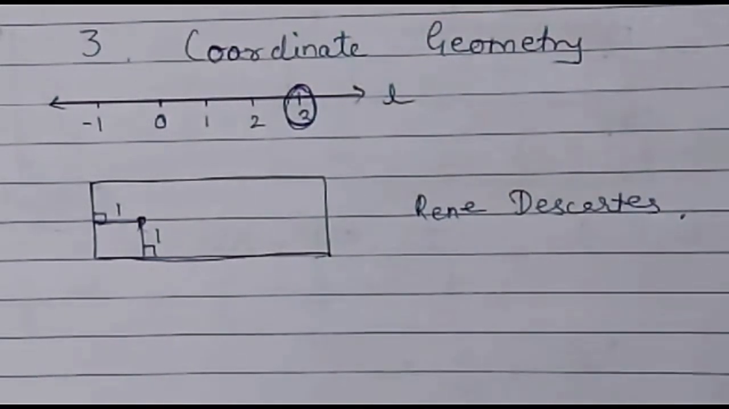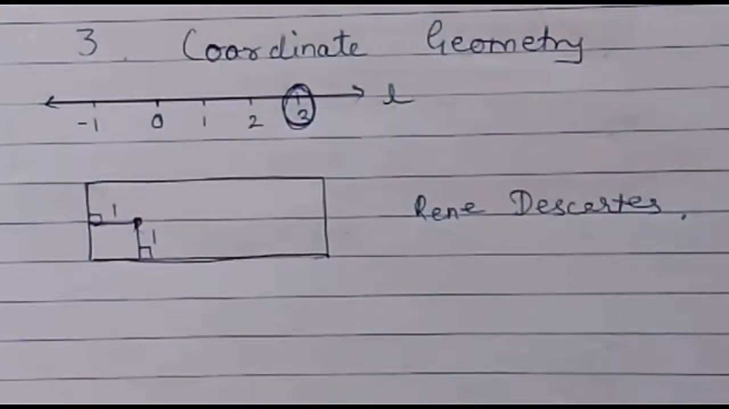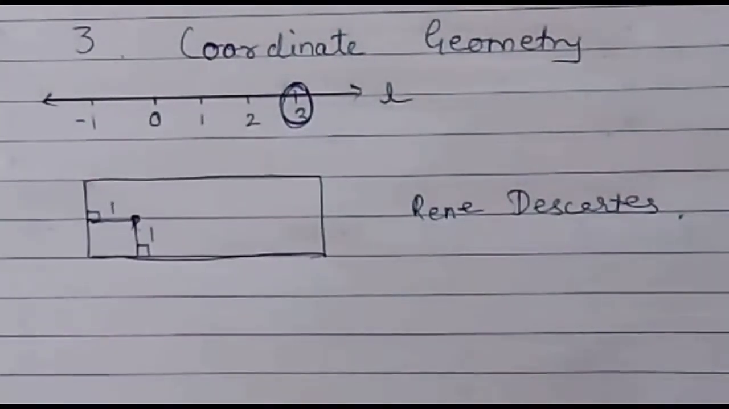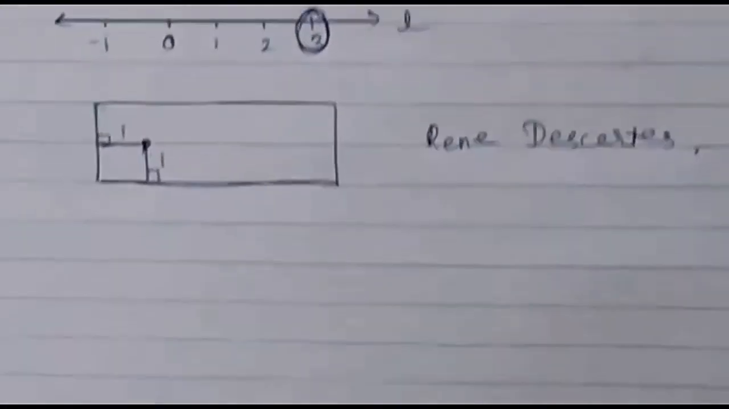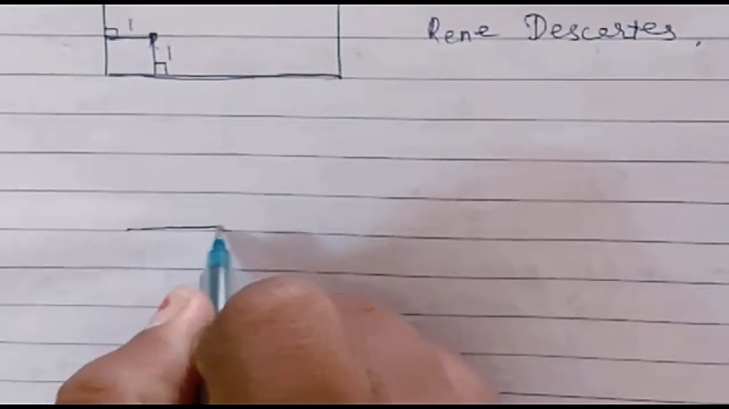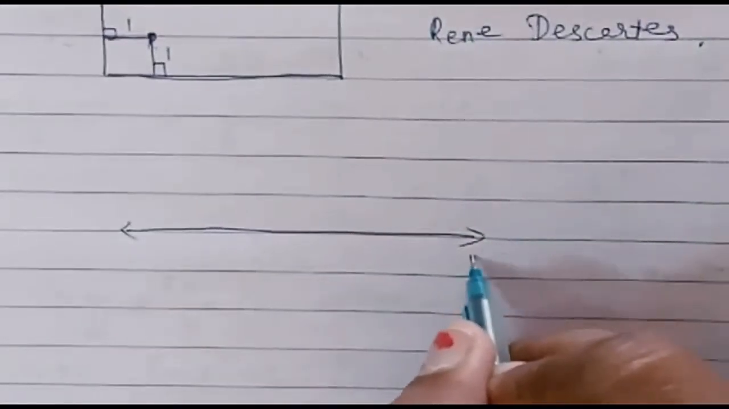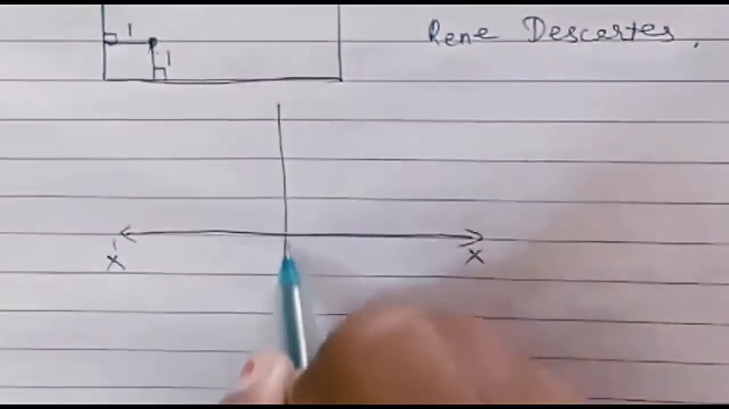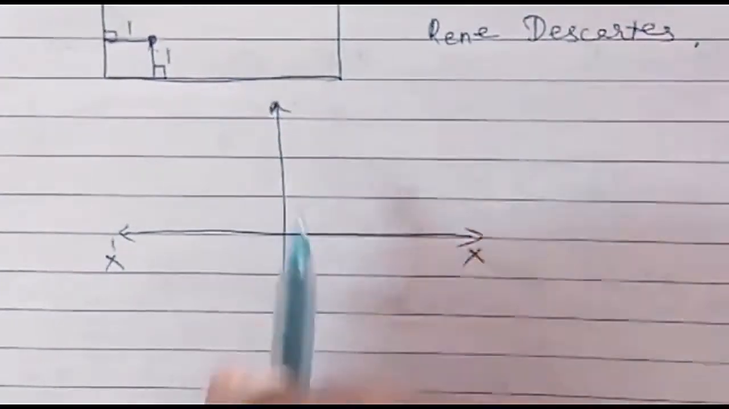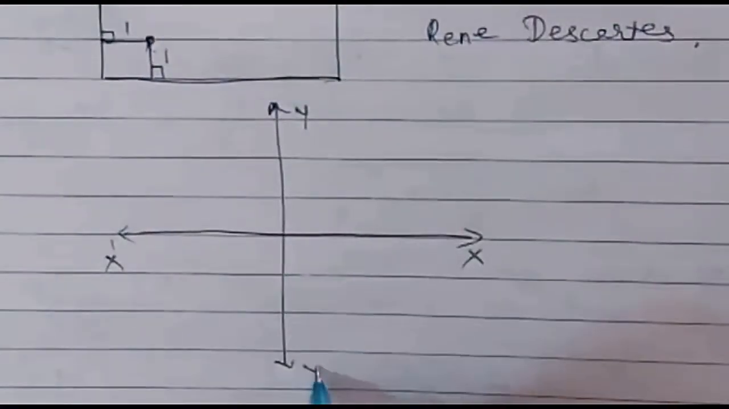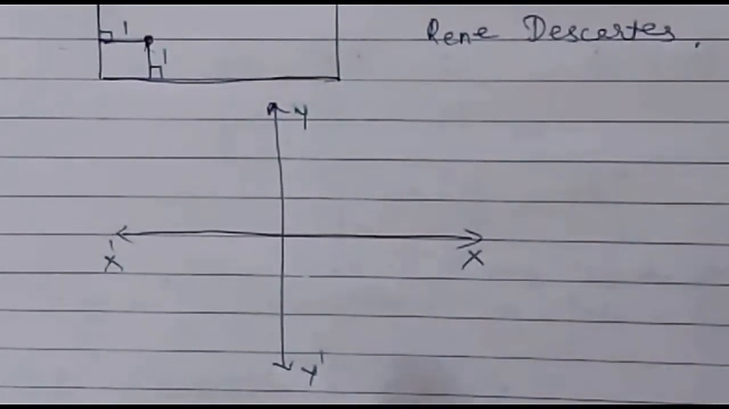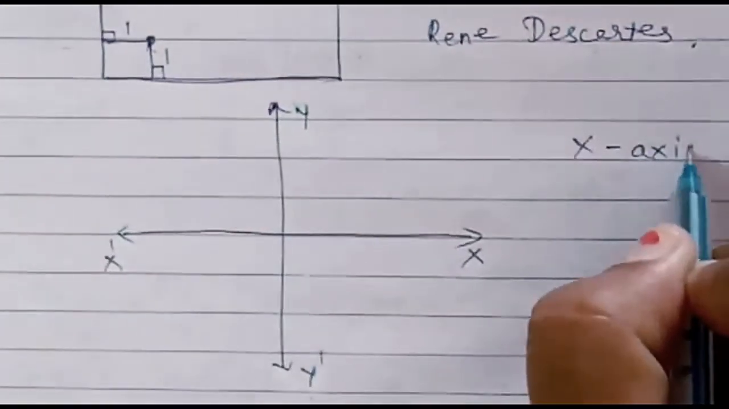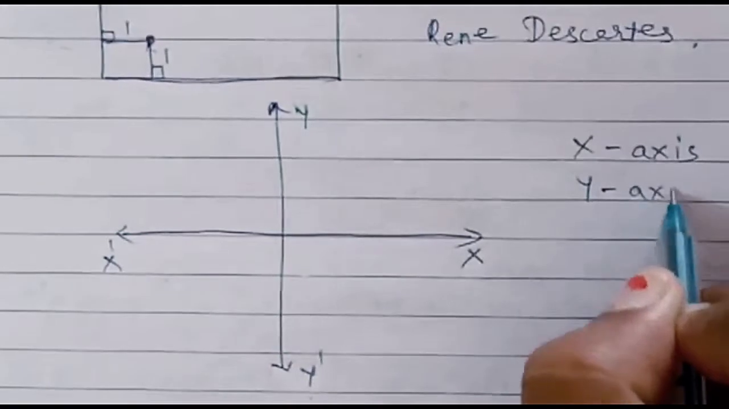These perpendicular lines can be in any direction, but in this chapter we choose these lines to locate a point in a plane. One line will be horizontal and one will be vertical. Let me show you. Suppose we place a horizontal line, let this be the x-axis, denoted by x and x dash. In the same way, a vertical line which is mutually perpendicular to the horizontal line represents the y-axis, and it is called y dash. So we have represented here the x-axis and y-axis.